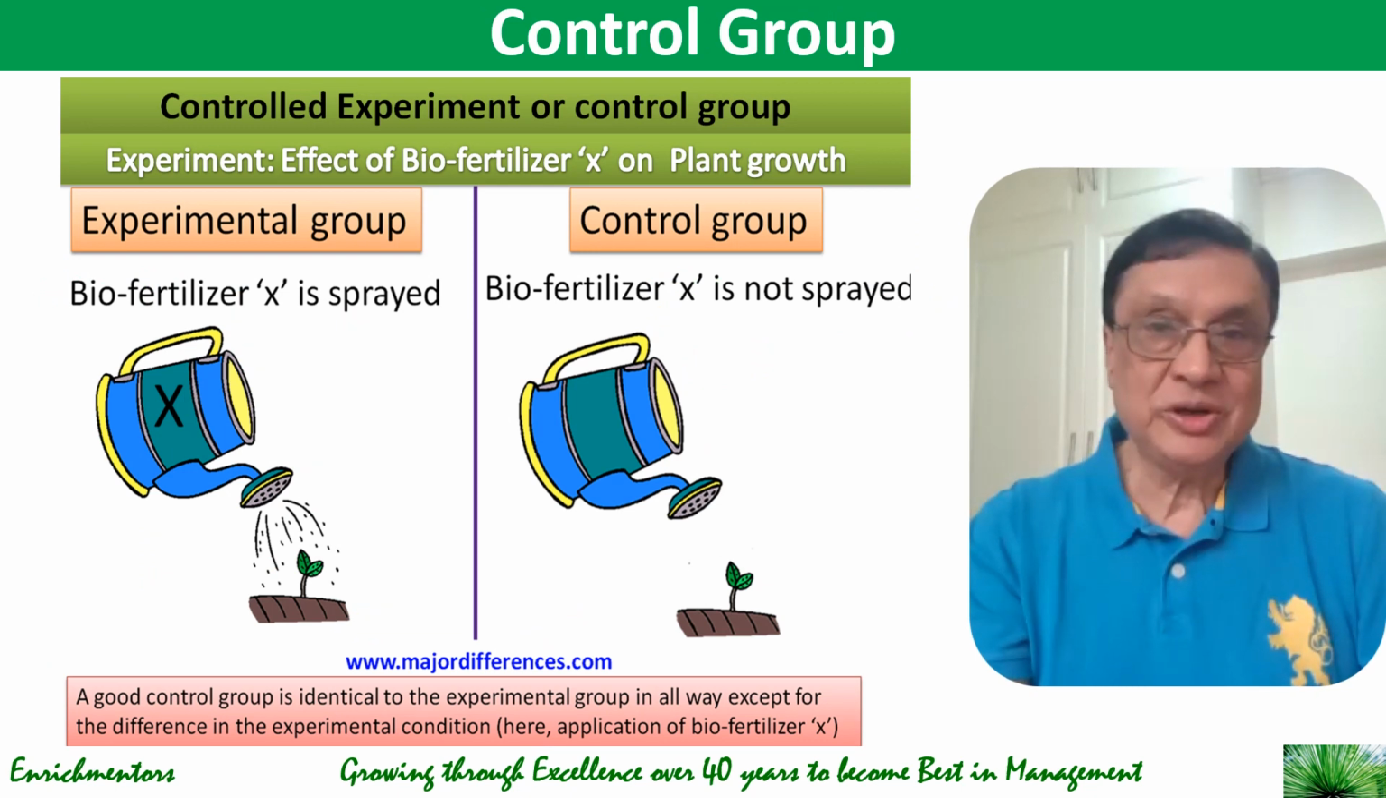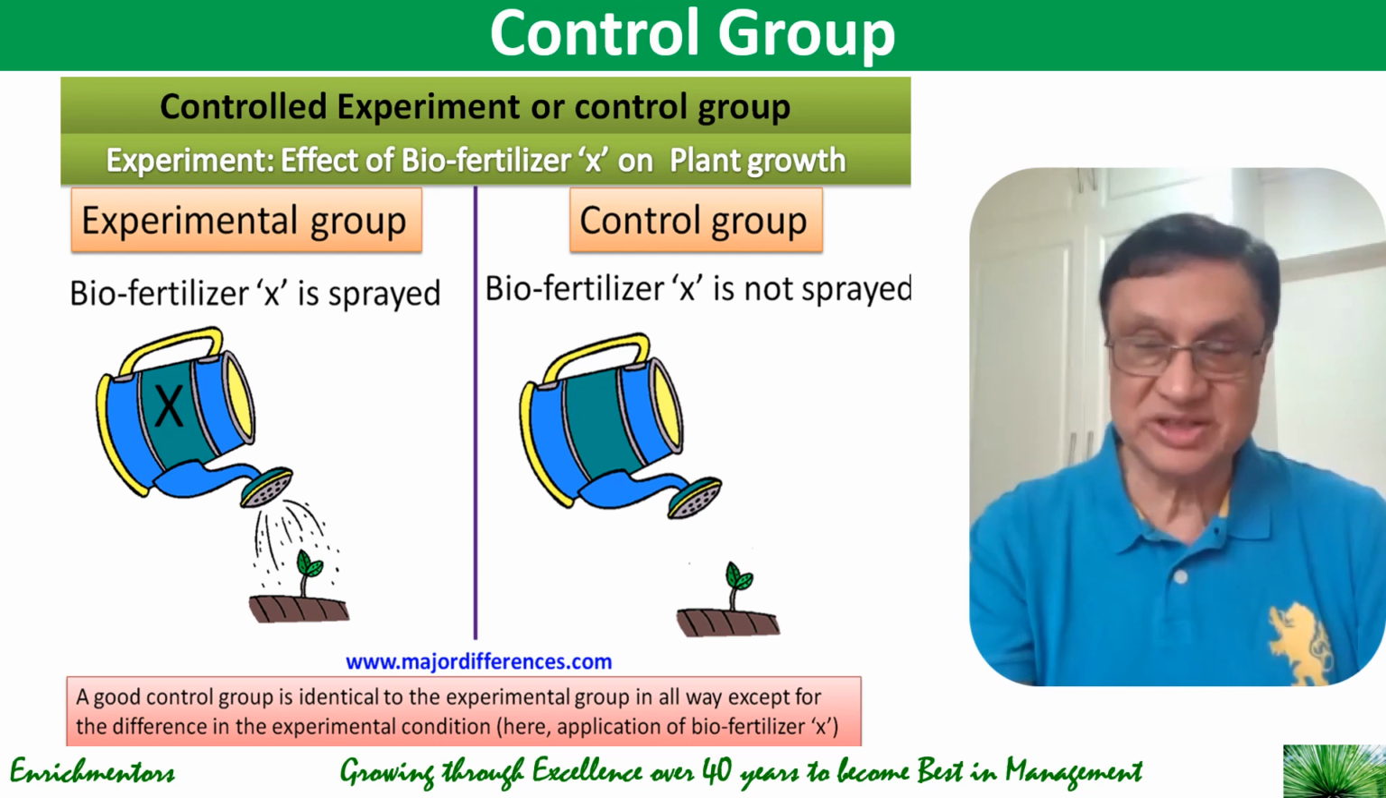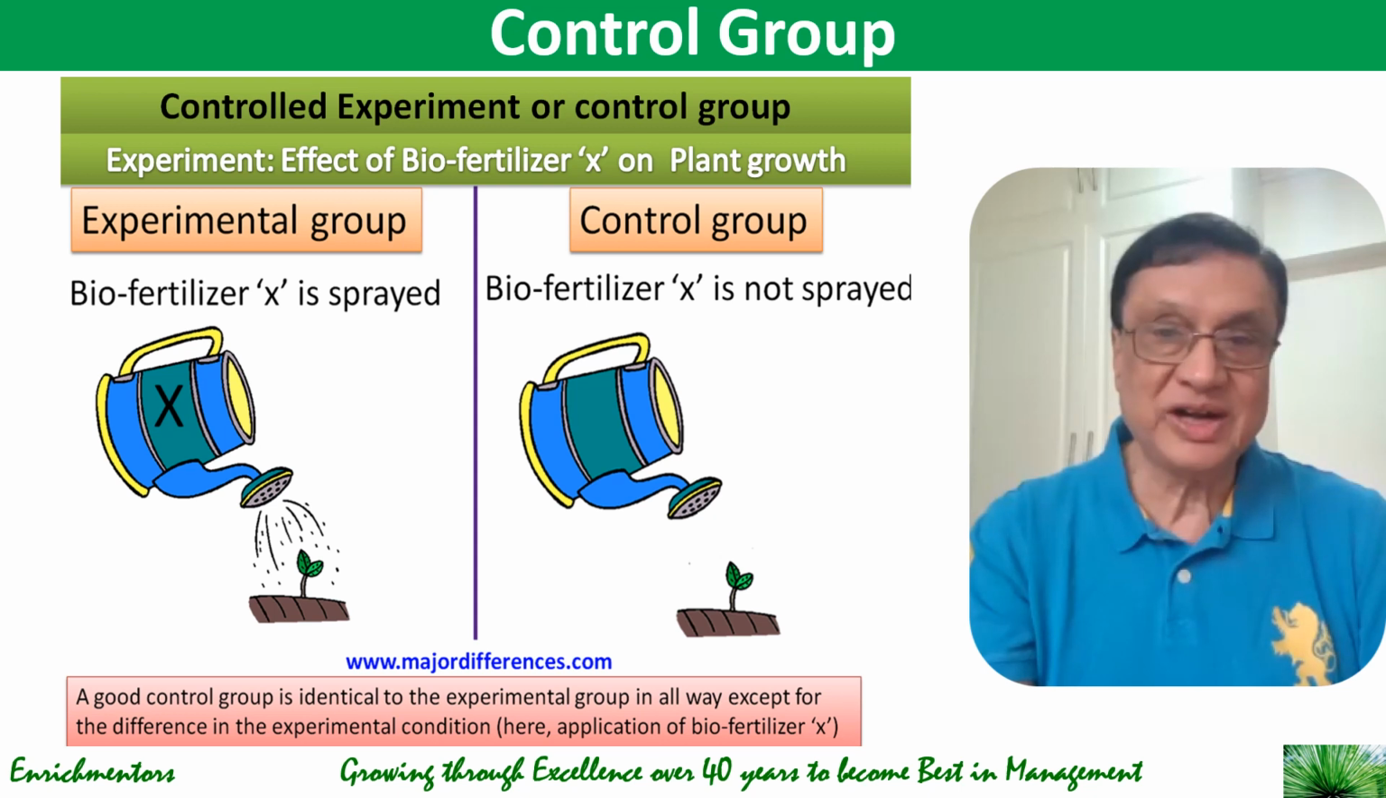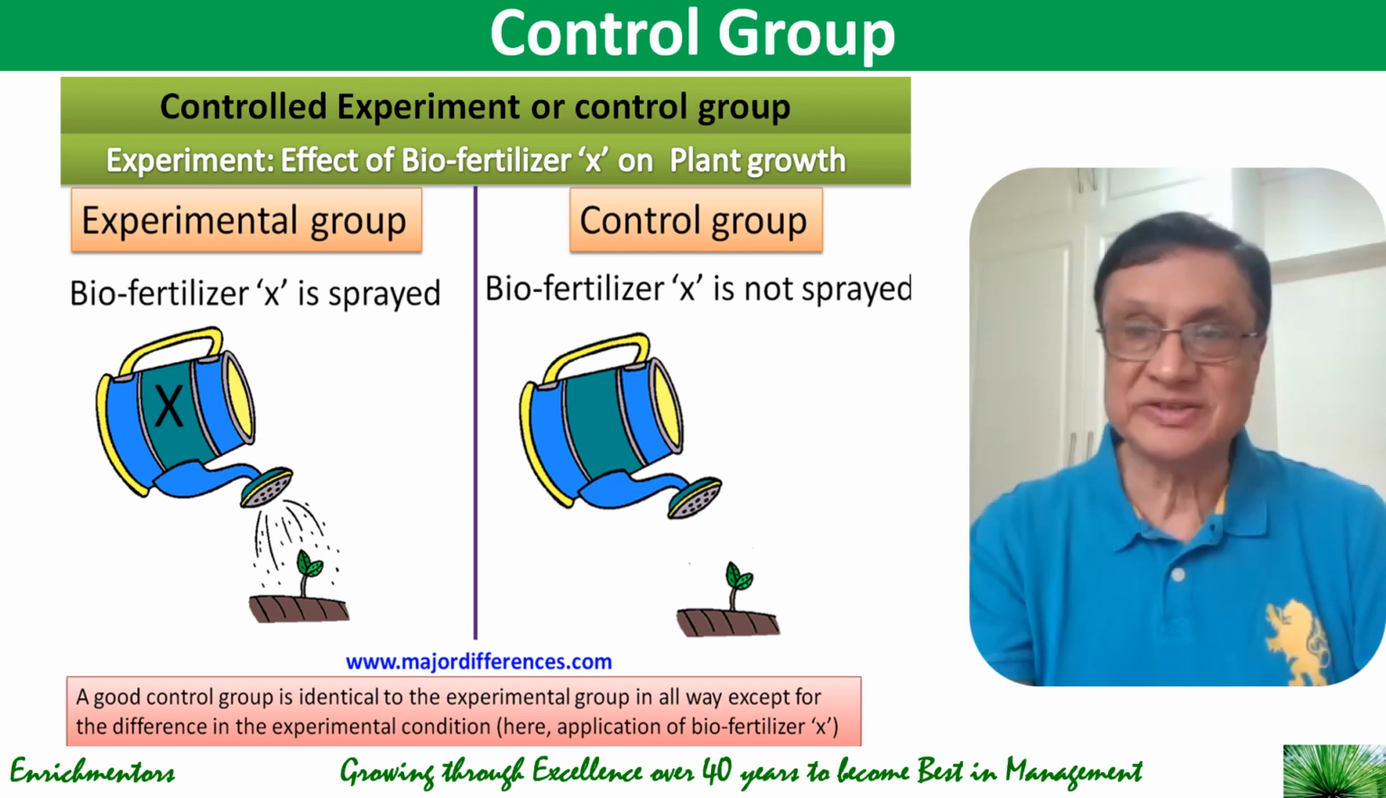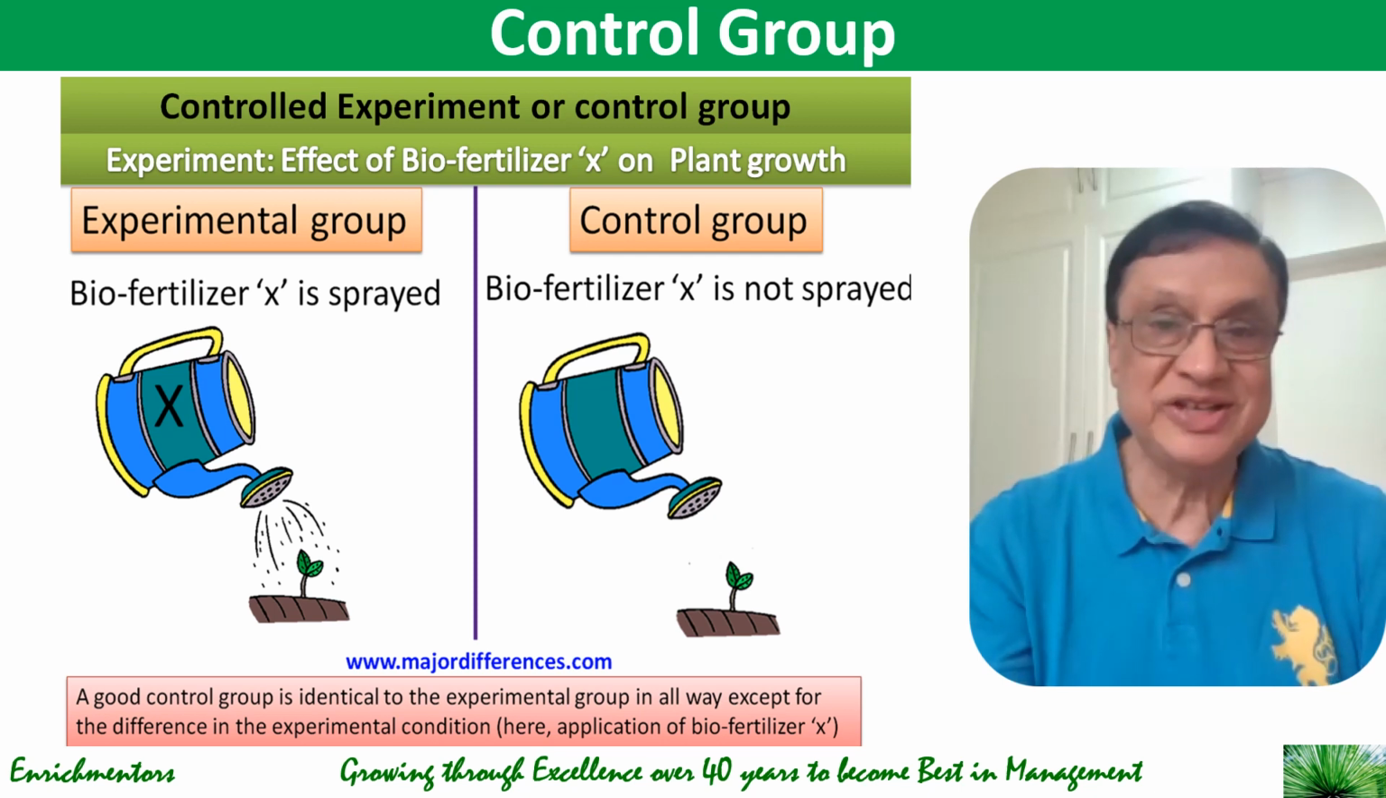And you establish a control group that does not receive the intervention, as we talked about briefly. So you have two groups, experimental group and control group. Let's take an example here. The experiment is the effect of a biofertilizer X on plant growth. So the control group is where biofertilizer X is not sprayed, on the right hand side. Then the experimental group is where biofertilizer X is sprayed.